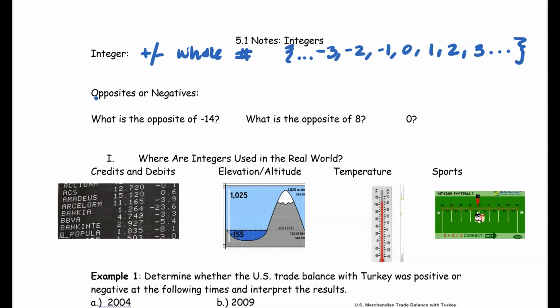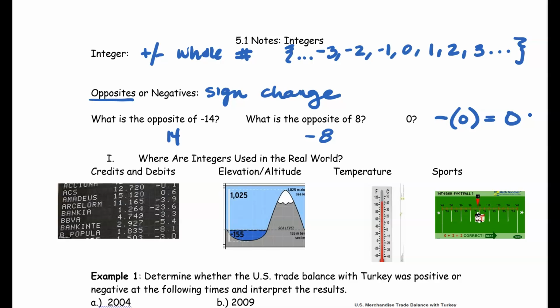So what is an opposite? So I use the word opposite. Opposite is just when you change the sign of a number. So it's a sign change. So the opposite of -14 is 14. The opposite of 8 is -8. Now 0 doesn't have a sign, so if we were to take -0, for example, if you were to do that in your calculator, you would just get 0. So 0 doesn't have an opposite, it just stays 0.